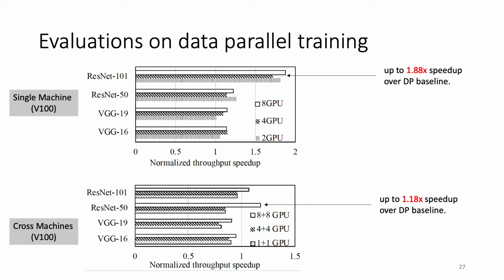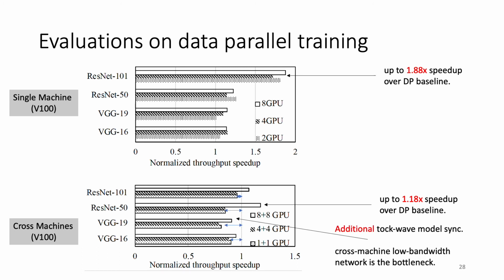For the data parallel training in the cross-machine setting, we conducted experiments on two different machines. Each one has 8 V100 GPUs. And here the notation of 8 plus 8 means we use 8 GPUs on both machines, and 4 plus 4 means we use 4 GPUs on both machines. So in this case, we can achieve up to 1.18x speedup over the data parallel baseline.